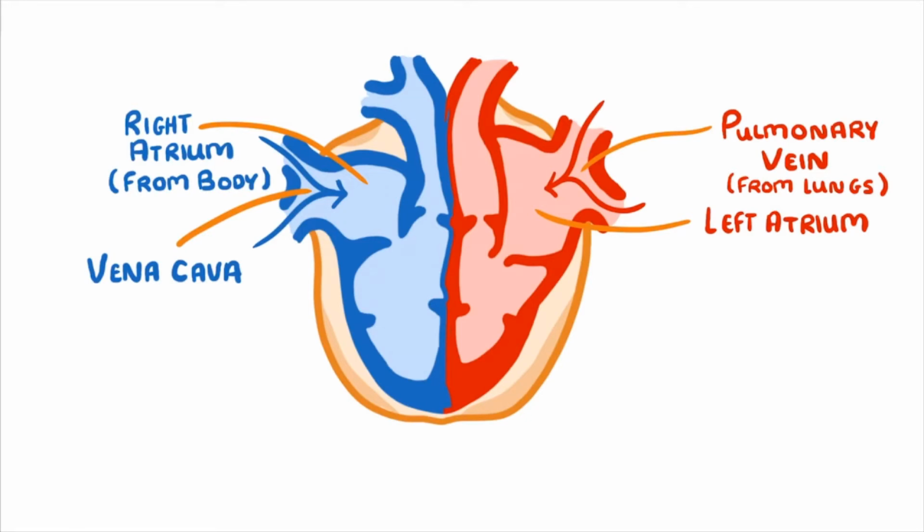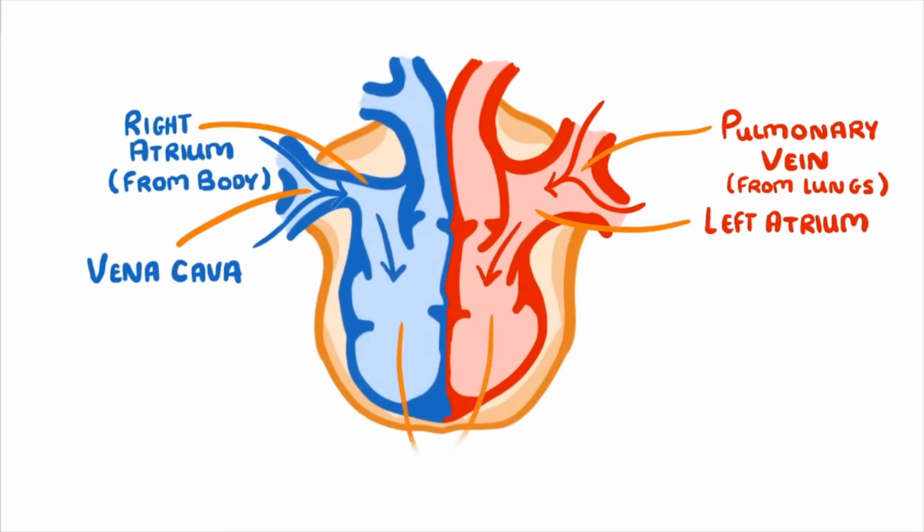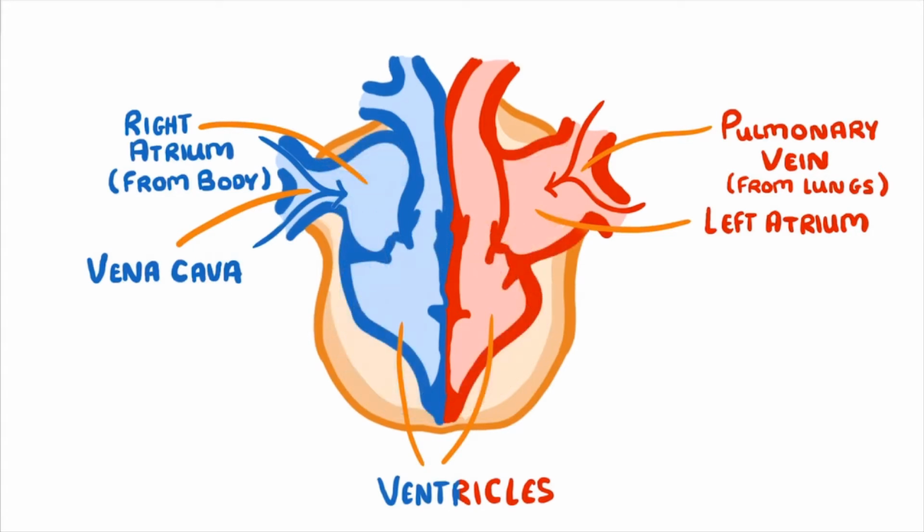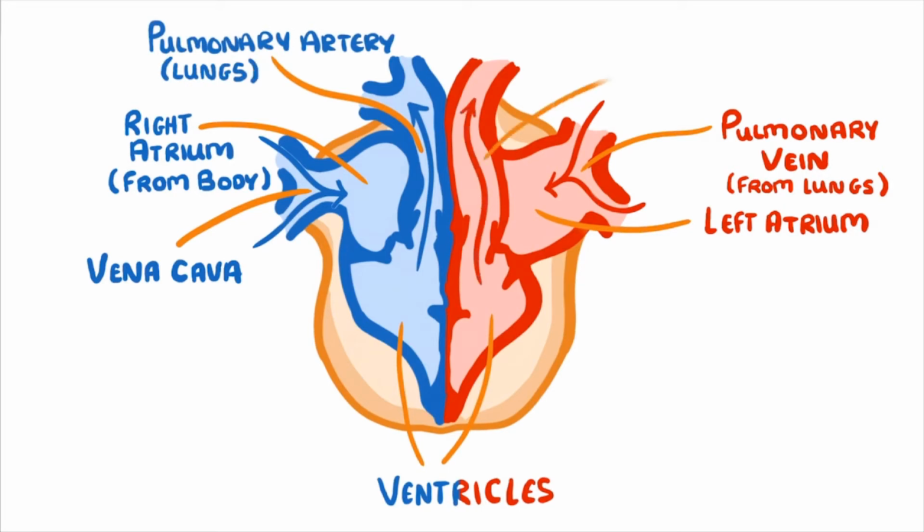Then, as the two atria contract together, they push the blood into the ventricles. And just an instant later, the two ventricles contract and push the blood out into the pulmonary artery, which travels to the lungs, and the aorta, which feeds the rest of the body. At the same time, the atria will refill with new blood, and the whole cycle will repeat.